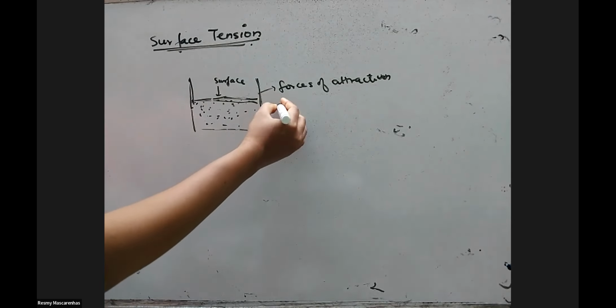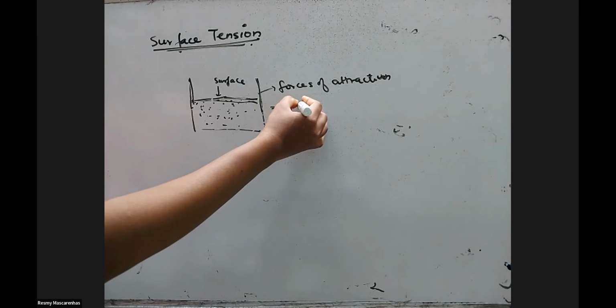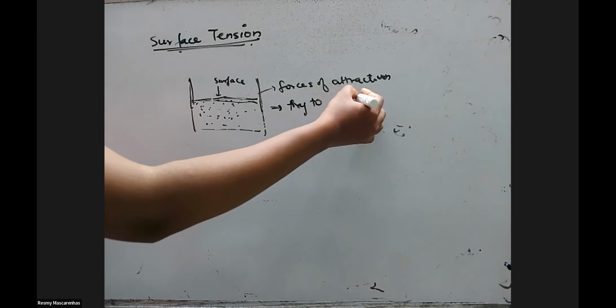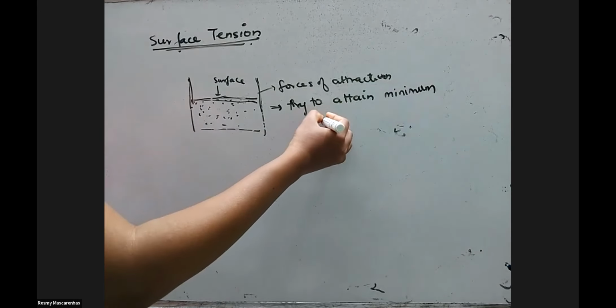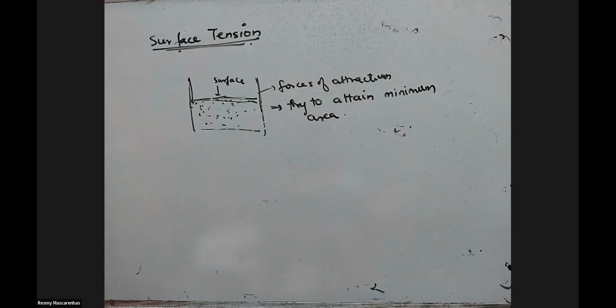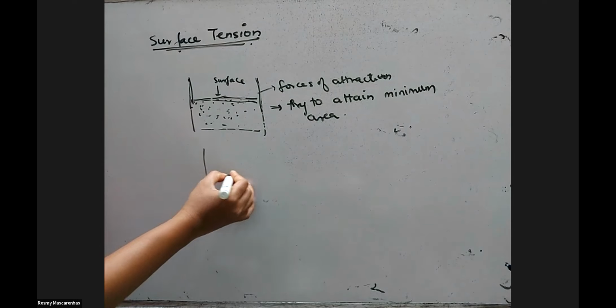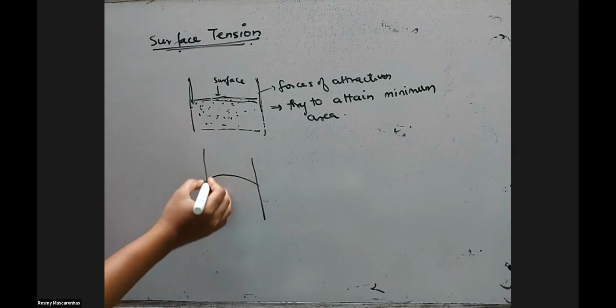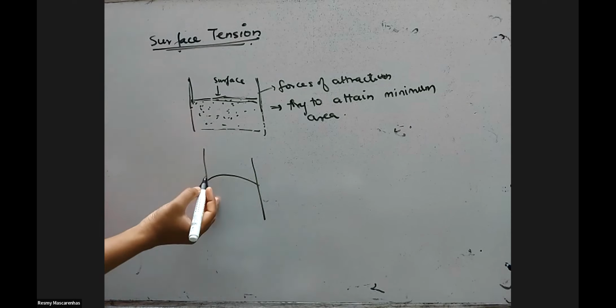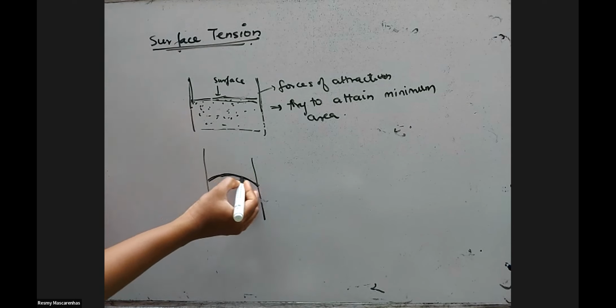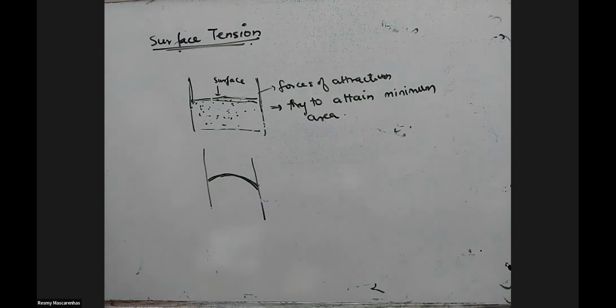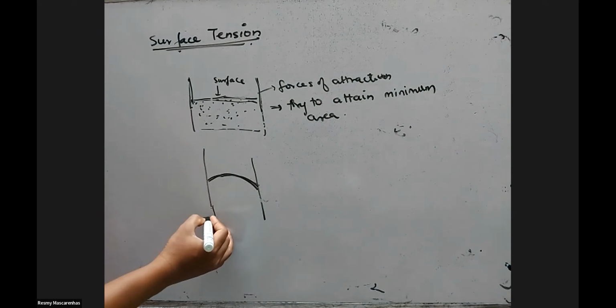So they try to attain minimum area. They try to come closer, as much as the smallest area possible. So what they're going to do is they can either form like this. They have tried coming closer, so they have run away from this surface. That's why you feel this type of surface tension. That is one possibility.